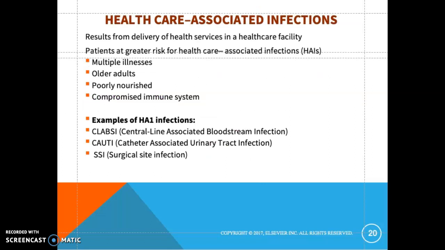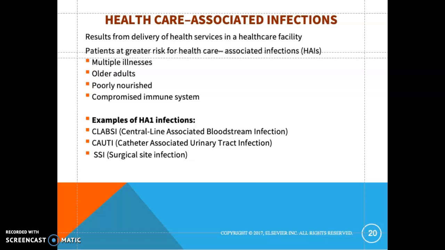This slide here talks about healthcare associated infection. So healthcare associated infections are infections that occur in a healthcare facility. Patients at greater risk for healthcare associated infections are patients that have multiple illnesses, specifically geriatric patients, patients that are not properly nourished, patients that have compromised immune systems, and patients with chronic illnesses.